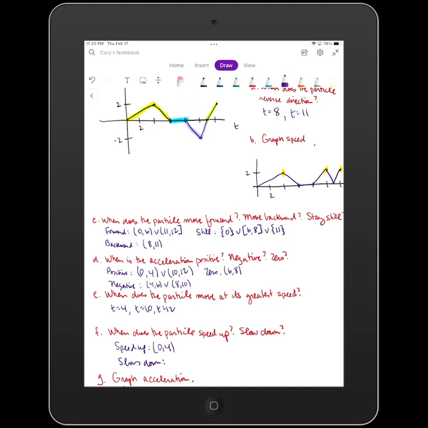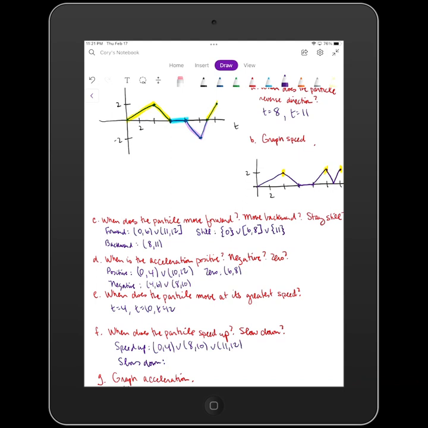Okay, the particle is also going to be speeding up on the interval from 8 to 10. Okay, so from 8 to 10, velocity is negative, the graph lies below the t-axis, and acceleration is negative, the slope is going to be negative. So both velocity and acceleration have the same sign. And then lastly, on the interval from 11 to 12, both velocity and acceleration are positive. The graph lies above the t-axis with a positive slope.